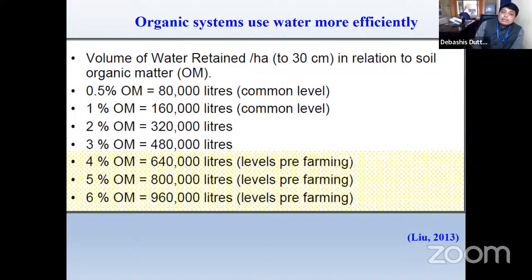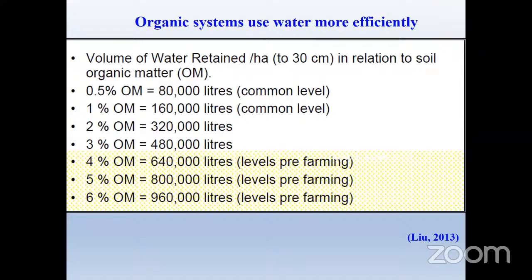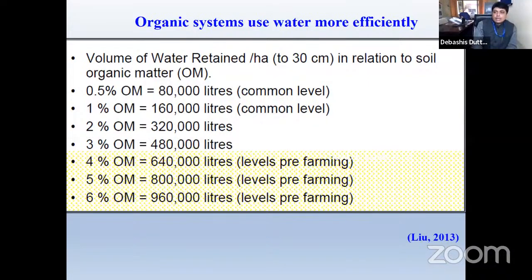Then 1% saves 160,000 liters, and likewise with the increase of organic matter content, we can reduce the water requirement in our production systems, and that is only possible through organic farming systems. That's why we are encouraging organic farming, because day by day groundwater as well as sweet water is becoming scarce in our agriculture systems.